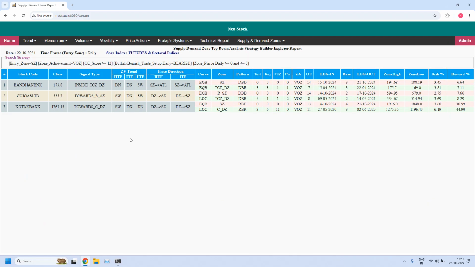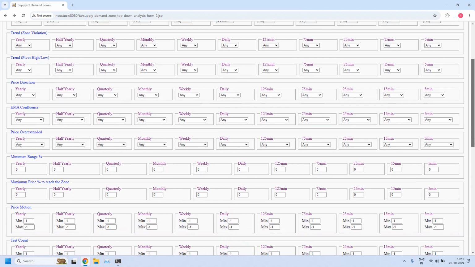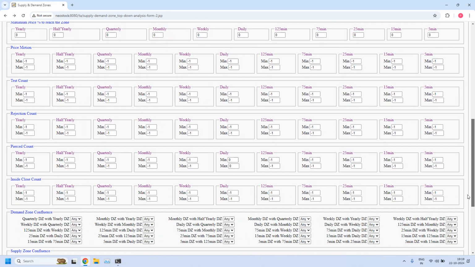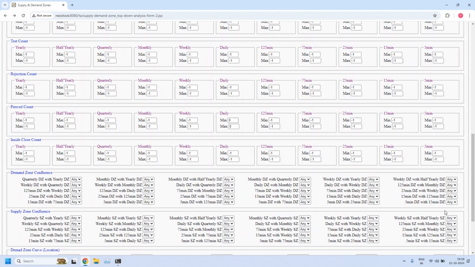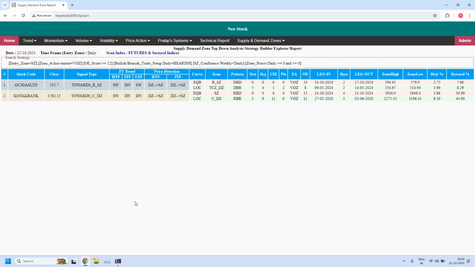Let's verify any high probability setup supported supply zones from this list. If any of these stocks are having ITF confluence. So in the supply zone confluence, ITF supply zone confluence, daily supply zone with weekly supply zone confluence, I am enabling the filter. That means daily supply zone should be part of the weekly supply zone. 2 stocks are filtered. Both the supply zones are having ITF confluence. That means the daily zone is part of the weekly zone, and weekly trend is downtrend.